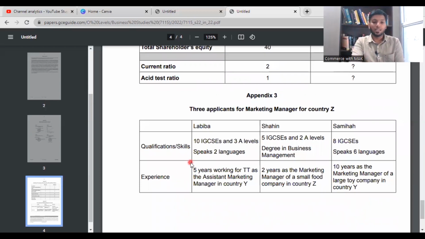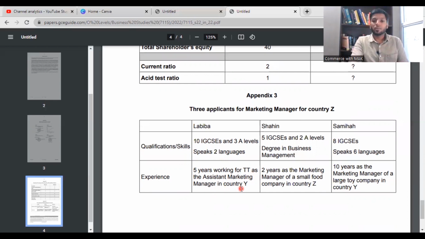So qualifications and skill: 10 IGCSEs and 3 A levels, speaks 2 languages. Experience: 5 years working for TT as the assistant marketing manager in the country. So he already has a background about the knowledge and the perspective about the market. So he might have some sort of compatibility to sell the product, but that's not enough, because he does not have any idea about country Z.